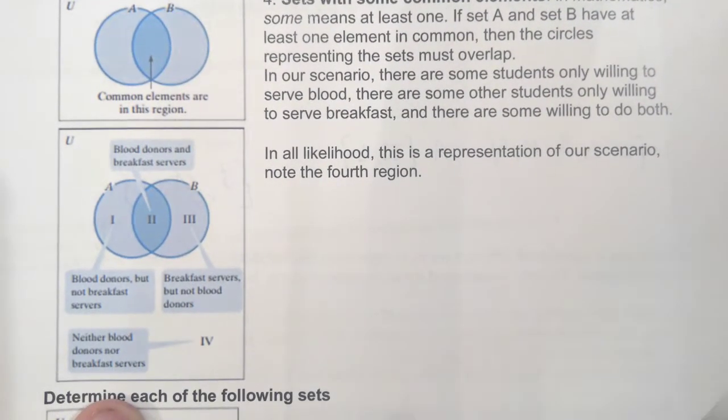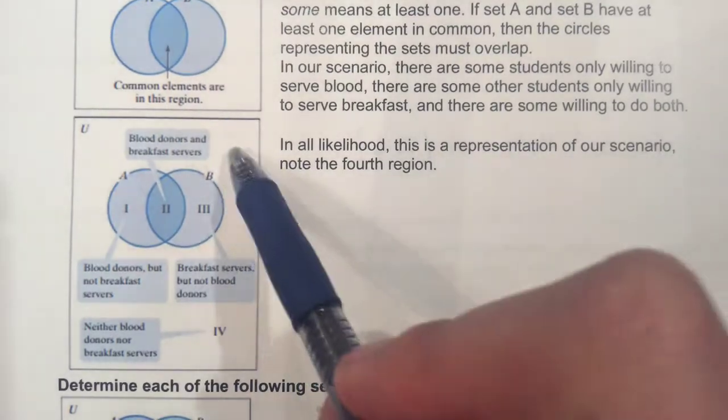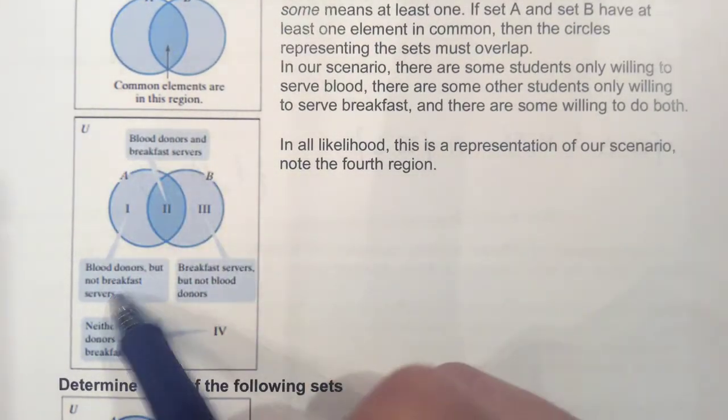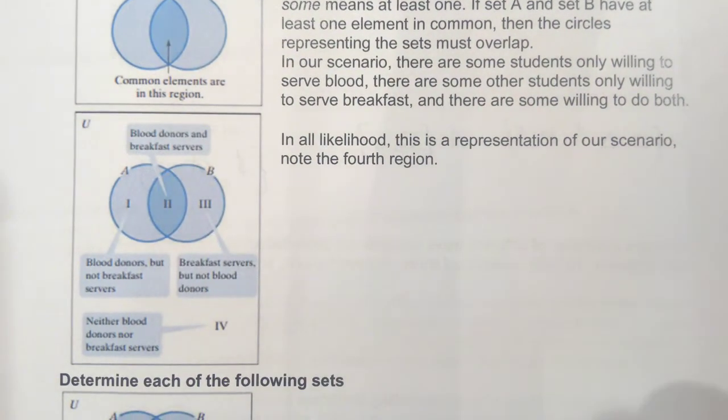Now note the fourth region. Notice there's other space out here. What does that represent? That represents the students who are not willing to donate blood and also not willing to serve breakfast.